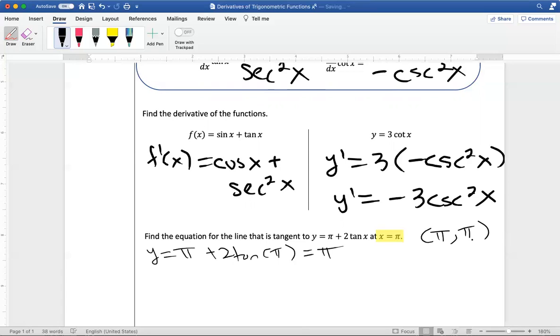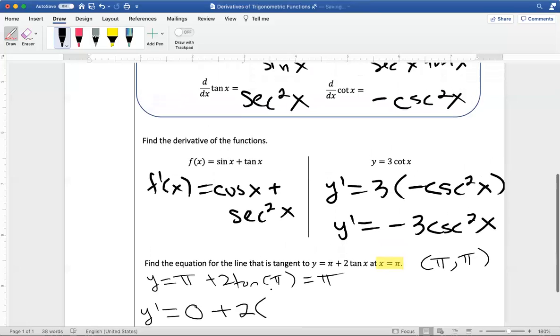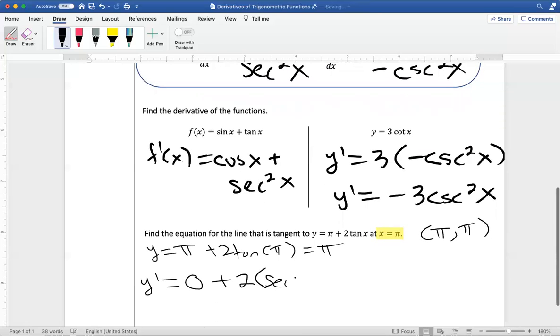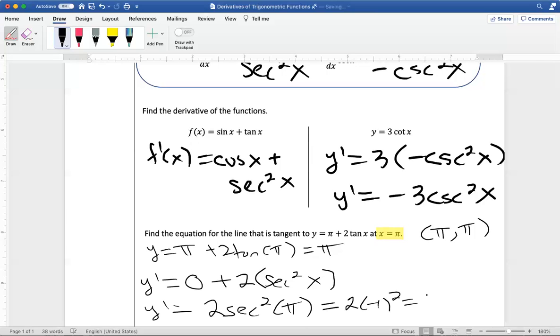To find the slope, I'm going to take the derivative of this function, y equals pi plus 2 tangent x, and then plug in pi, and that will give me the slope. The derivative of pi is 0, plus 2 times the derivative of tangent. If you look back up in your chart, the derivative of tangent is secant squared of x. To find the slope, I plug in pi for x, so 0 plus 2 secant squared of pi. Secant of pi is negative 1, so 2 times negative 1 squared is 2.